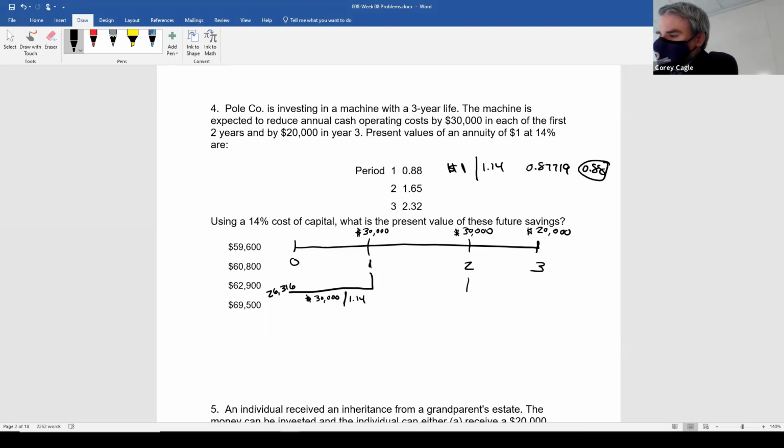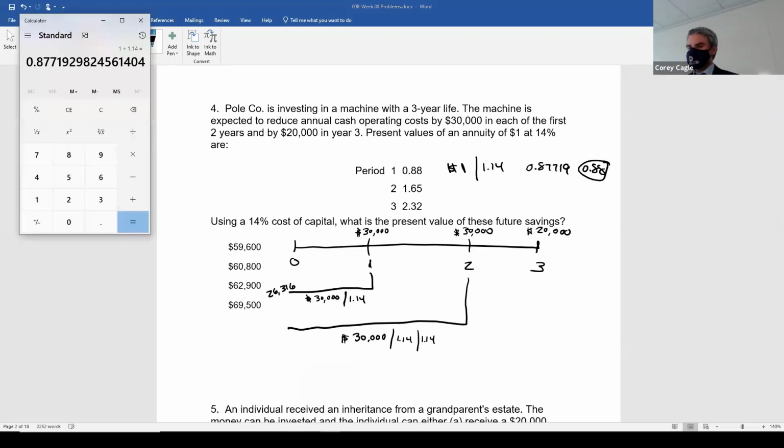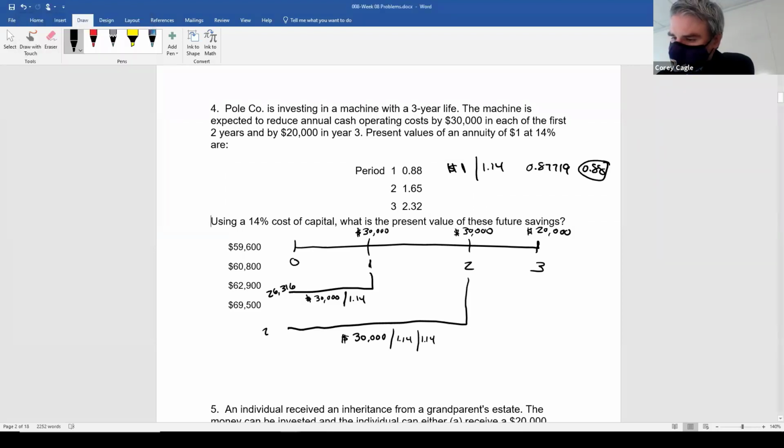But in year 2, we're just going to take $30,000, the present value of it, 1 year, 2 years. That's how you discount that back 2 years at 14%. That's all you do. 23,084. 20,000 discounted back 3 years. Take that number, back it out 1 year, 2 years, 3 years.